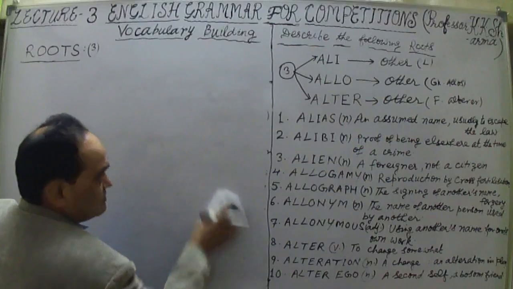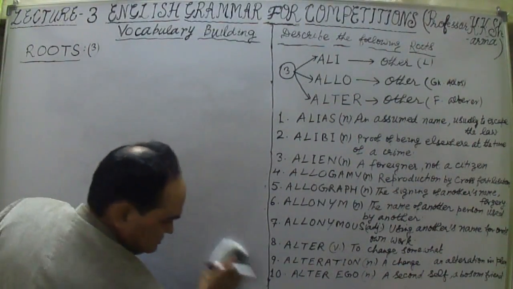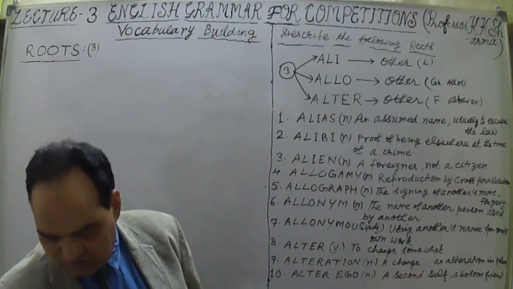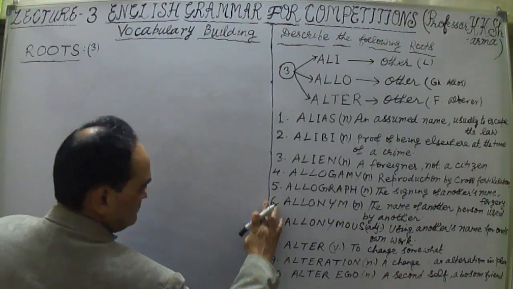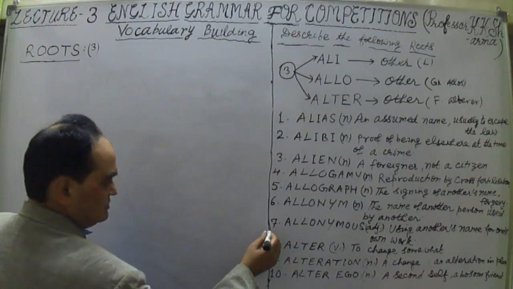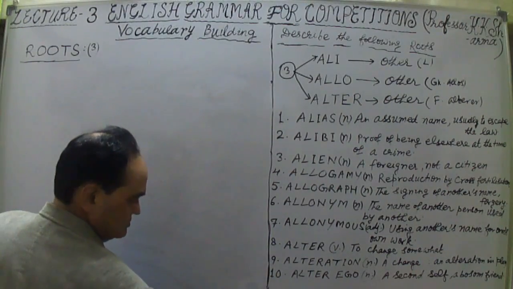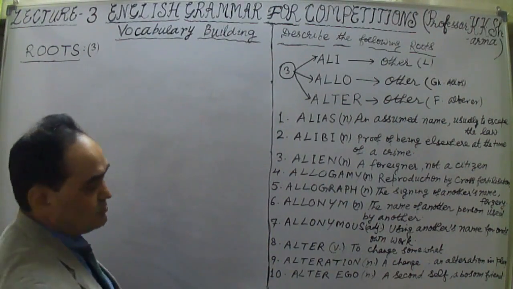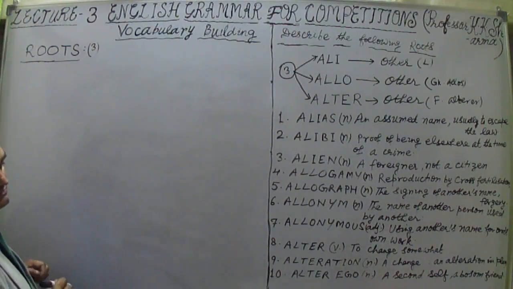You can become a master of words, because this root is very important, giving you 50 to 60 words. If you search the dictionary for these words, this is how one can increase one's word power. This is how the vocabulary or word power can be increased. Next, the third one is alter.